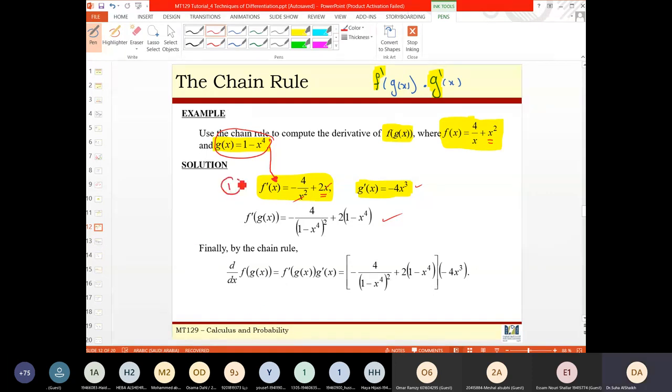First step, I find F dash and G dash. The second step, inside the F dash I put the G. The third step, I multiply this and this. I multiply F dash of G with G dash and this will be the derivative, as you can see. You got it?